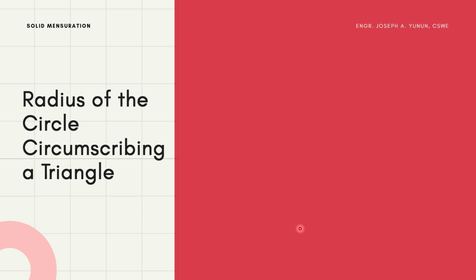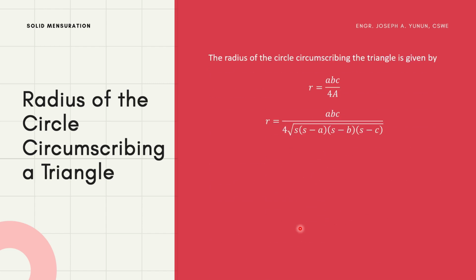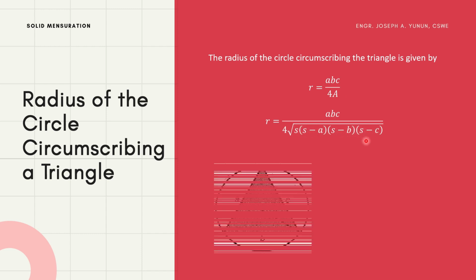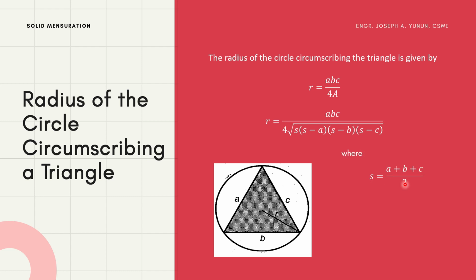Now, the radius of the circle circumscribing a triangle. The formula here is radius r is equivalent to abc, or the product of the sides of the triangle, all over 4 times the area of the triangle. As shown here, using Heron's formula, where S is the semi-perimeter. Be familiar with this one.